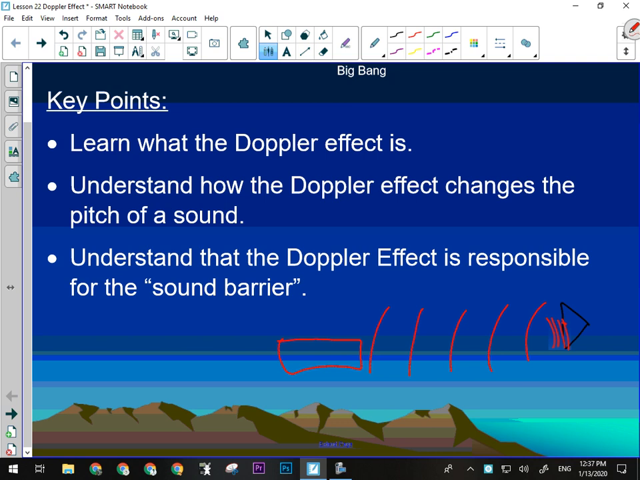Okay, and the last thing we're going to look at is how the Doppler effect is responsible for the sound barrier. How many of you have heard of that term before? Okay, sound barrier. All right, so we're going to look at why that occurs and how it's actually a result of the Doppler effect. Haley, can I get you to let whoever that is in?